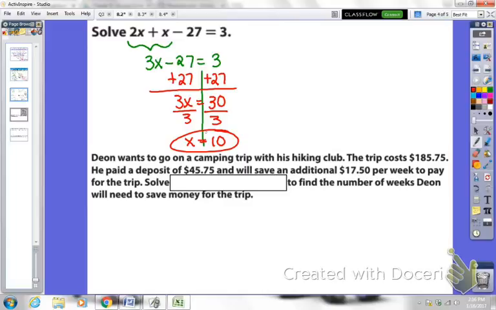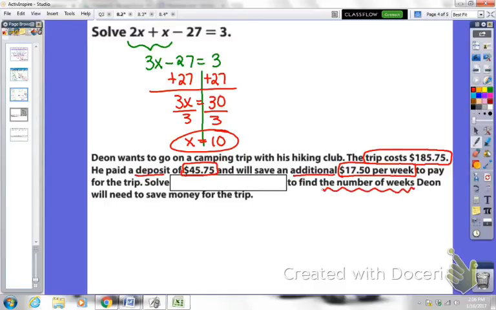Okay, so we have a word problem. Dion wants to go on a camping trip with his hiking club. The trip cost is $185.75. He already paid a deposit of $45.75 and will save an additional, that's a key word, $17.50 per week to pay for the trip. So I need to solve an equation to find the number of weeks that Dion will need to save money for the trip.